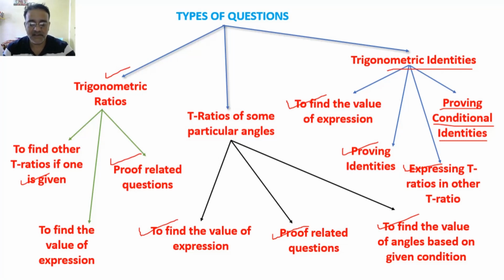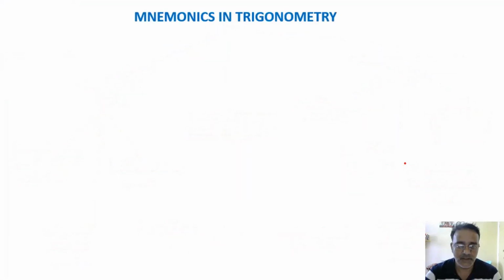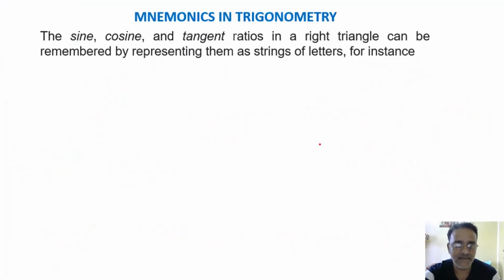Let us start with the first topic, that is trigonometric ratios, and I would like to complete this revision in three sessions. First session completely trigonometric ratios, second session some particular angles, and in the third session I will take up trigonometric identities. If required, I will take a fourth revision also. So let us start with the trigonometric ratios.